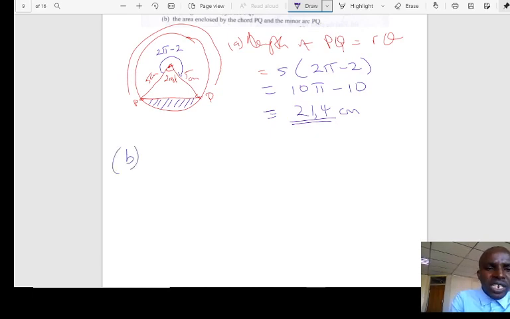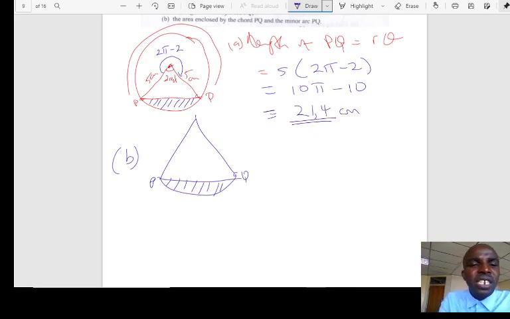Let me break it down. Let me remove this part. This one is PQ, and this is the area of the segment that you want to find. The radius is 5 centimeters, 5 centimeters, and the angle is 2 radians. So the area of this segment is the area of the sector, that is the shaded part, minus the area of the unshaded part, which is a triangle.